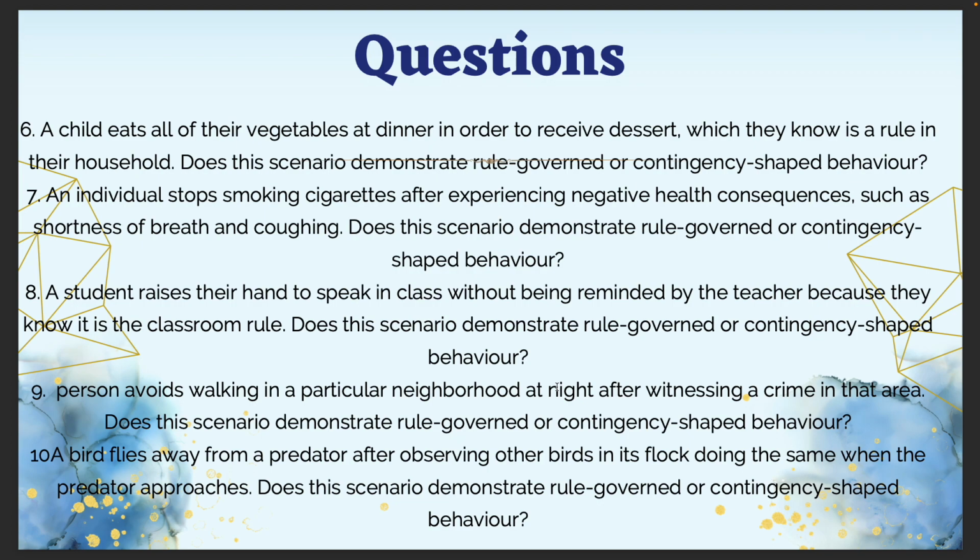So number 9, a person avoids walking in a particular neighborhood at night after witnessing a crime in that area. Does this scenario demonstrate rule-governed or contingency-shaped behavior? And then number 10, a bird flies away from a predator after observing other birds in its flock doing the same when the predator approaches. Does this scenario demonstrate rule-governed or contingency-shaped behavior? So as I said, 8, 9, and 10, I'm going to leave it open as an open discussion. So feel free to answer 1, 2, or all of the questions.